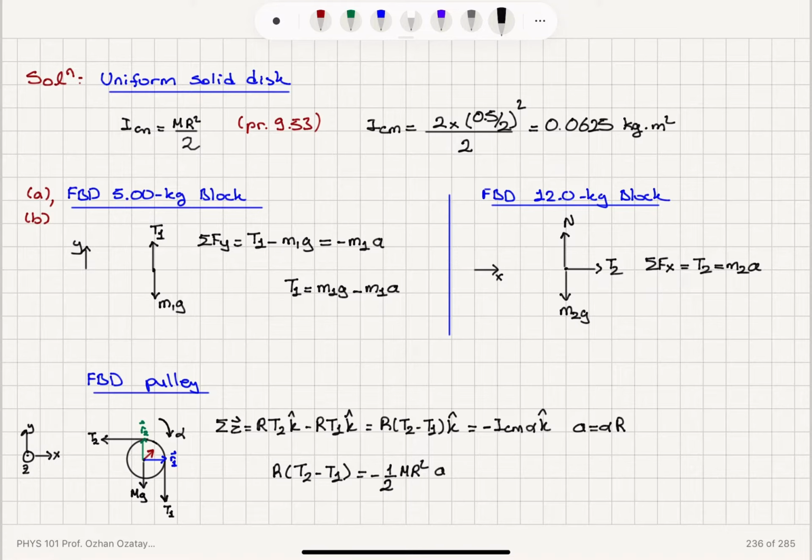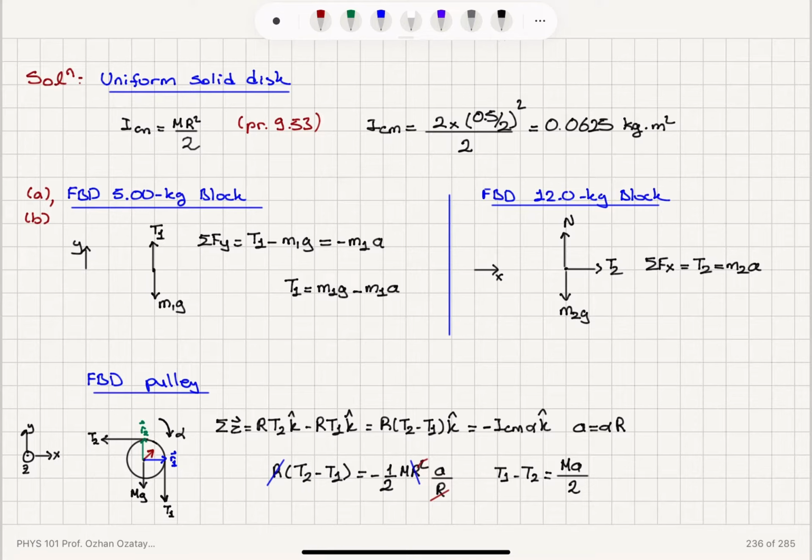Alpha is the magnitude of the acceleration, A divided by R. So this R and this R will cancel, and we will be left with one more R here. So this R will get rid of the remaining R here. So we will be left with T1 minus T2 is equal to MA over 2. Notice that I have applied the minus sign to the left hand side, so it's not T2 minus T1, it's T1 minus T2.